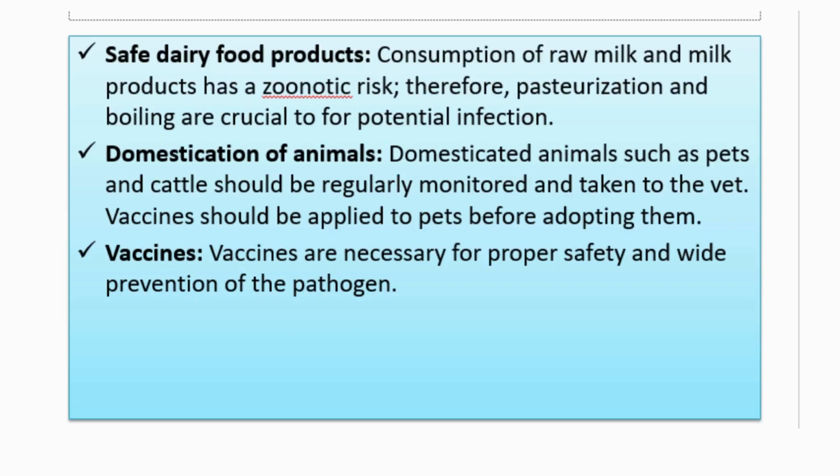Some safety measures concern dairy products. The consumption of raw milk and milk products has a zoonotic risk. Therefore, pasteurization and boiling are crucial to prevent potential infection. Domesticated animals, such as pets and cattle, should be regularly monitored and taken to the vet. Vaccines should be applied to pets before adopting them. Vaccines are necessary for proper safety and wide prevention of the pathogen.